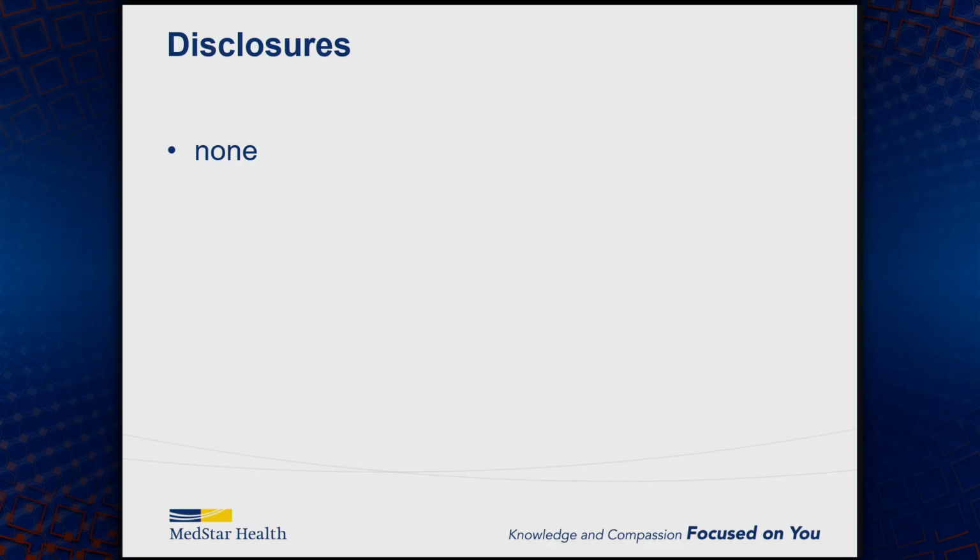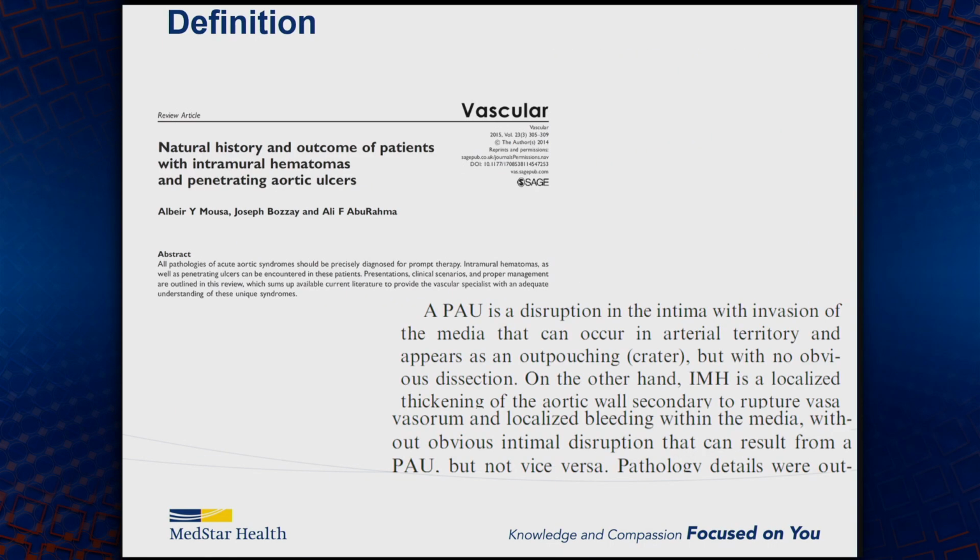Louis. No disclosures. So when we're thinking about PAU and IMH, this paper by Ali Aburahmad summarizes it quite well. PAU we think of as a disruption of the intima. It's really kind of a cratering effect that extends through the media and outpouching. IMH, however, is a localized thickening of the aortic wall, secondary rupture of the vasa vasorum, and then some localized bleeding within that media. They're distinct entities, but can be related.